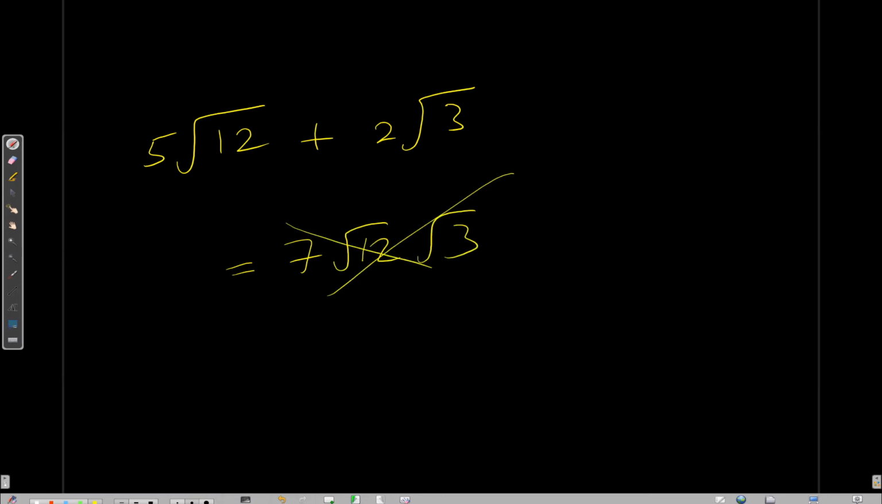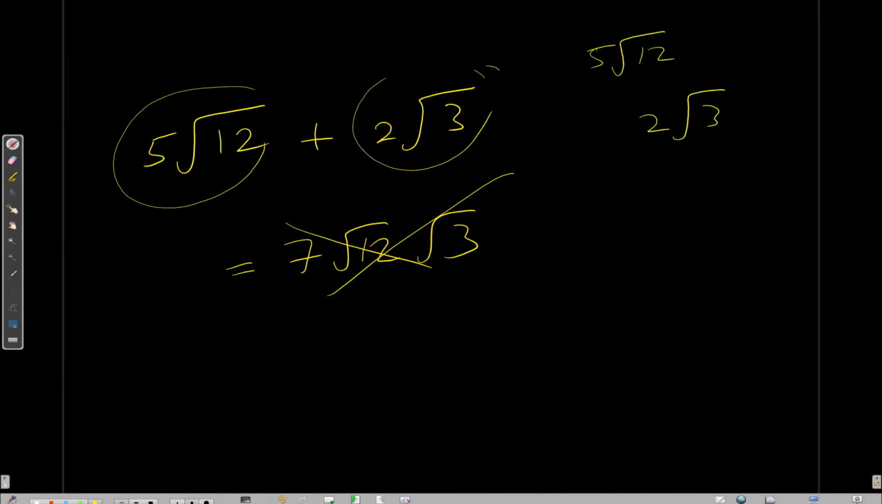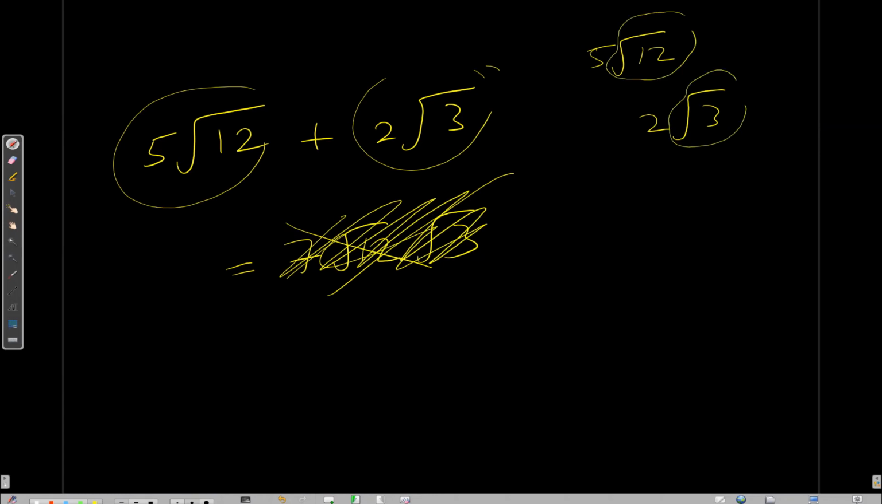Now what you need to do: this number 5 tells you that you have 5 of these guys, and this number 2 tells you that you have 2 of these guys. So there's no way that you can add directly unless you can make these two guys into some common ground. Now let's think. 12 is actually 4 times 3. Now we have some hope. Why? Because we have 3 here and we have 3 here as well.